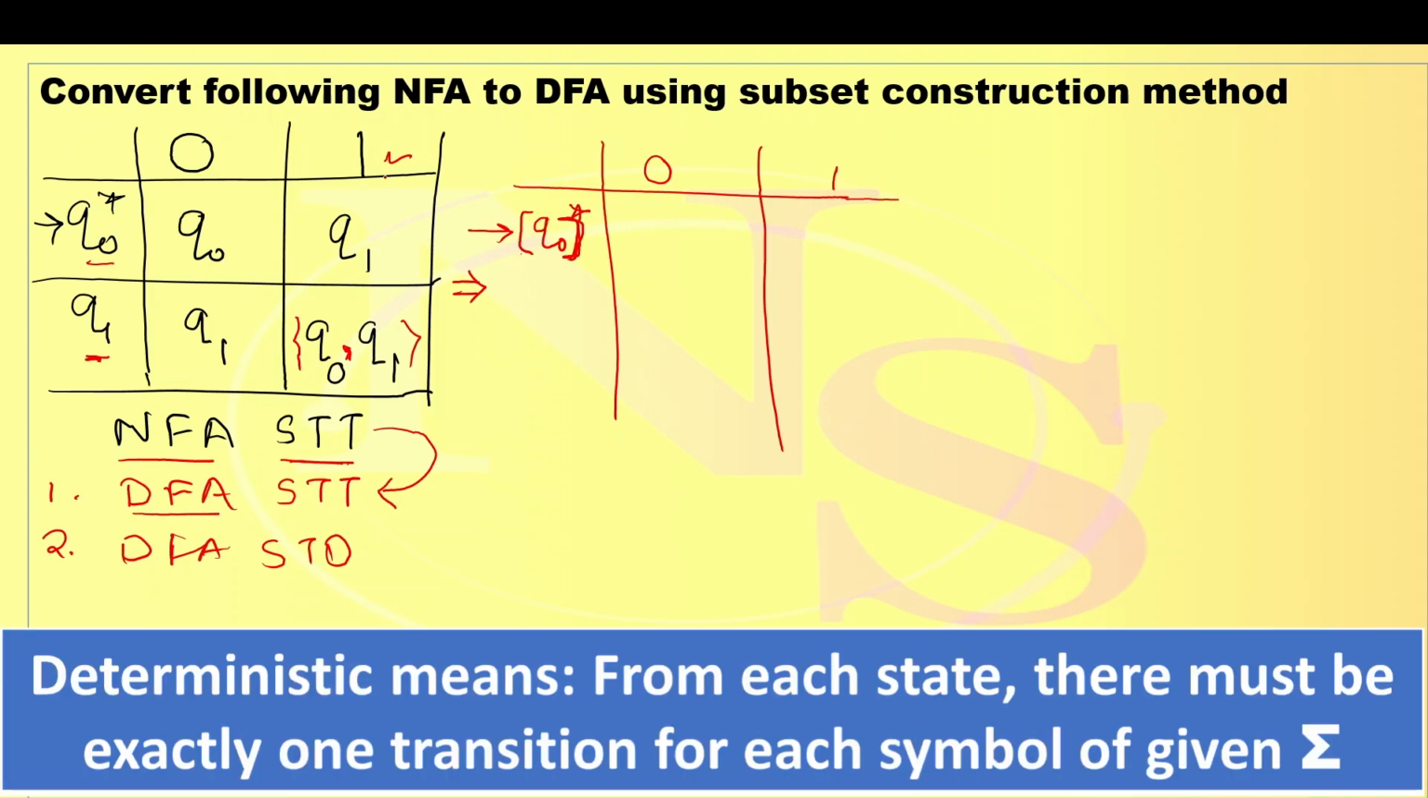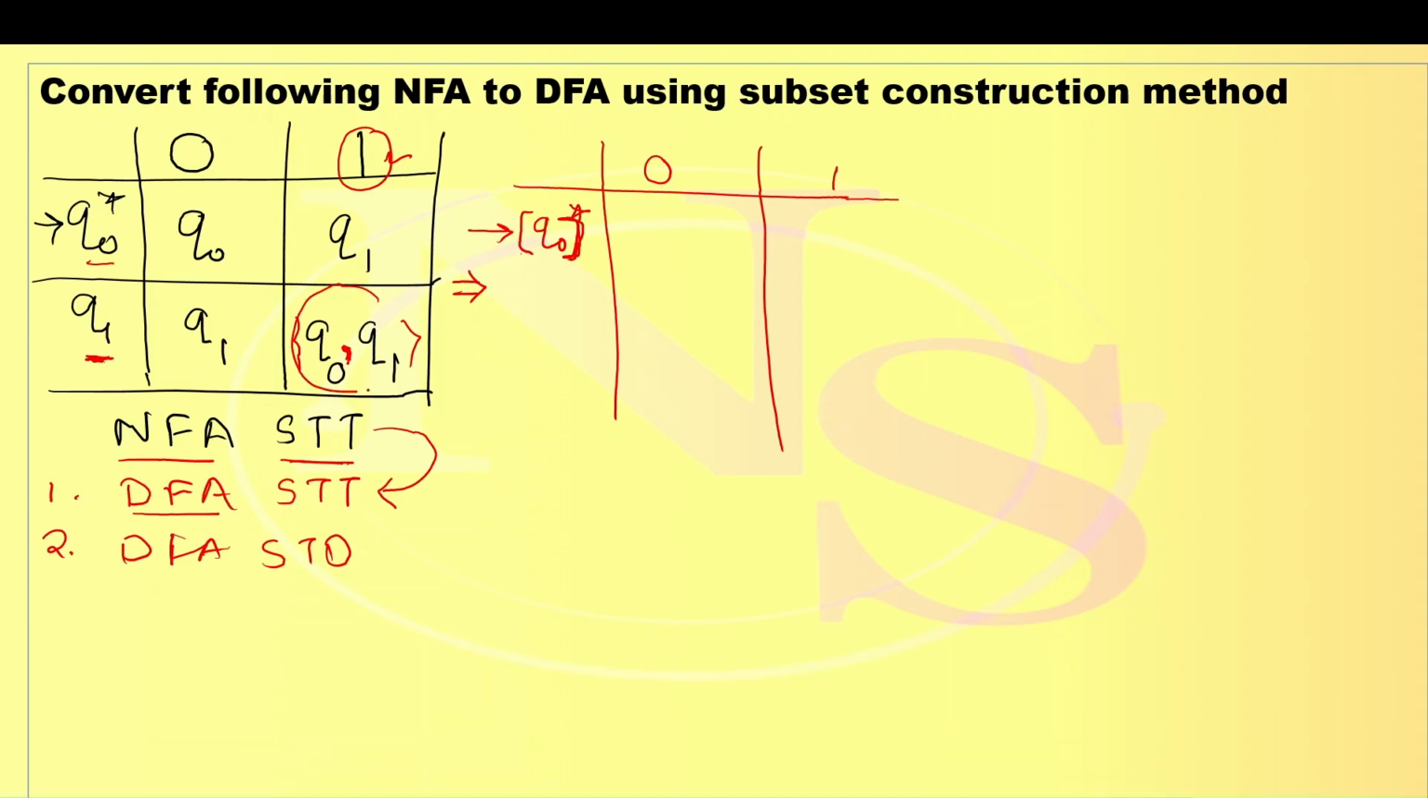Deterministic says that on reading one symbol, a state can go to only one state. So we have to remove this property. In a DFA, by reading one symbol, one state will go to only one state. This Q0 comma Q1 is not allowed, so we need to remove this. That is our process.